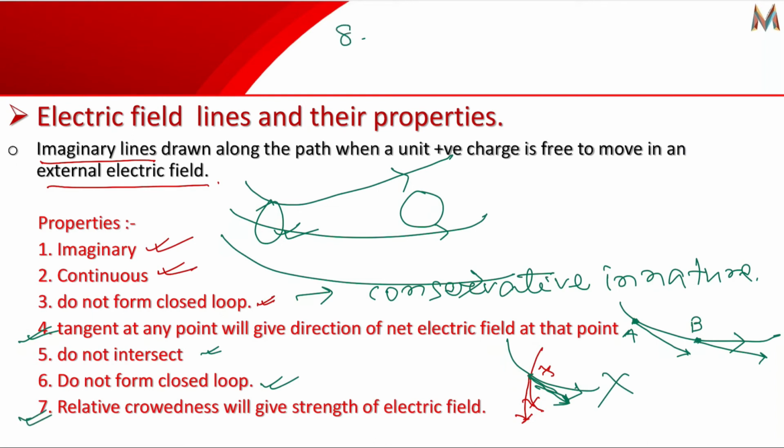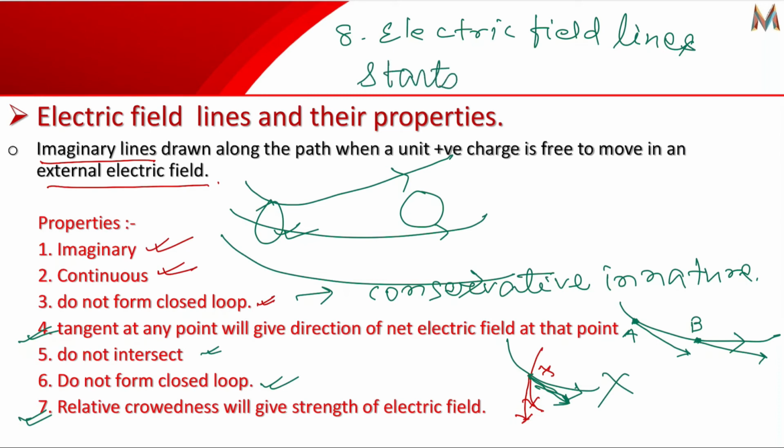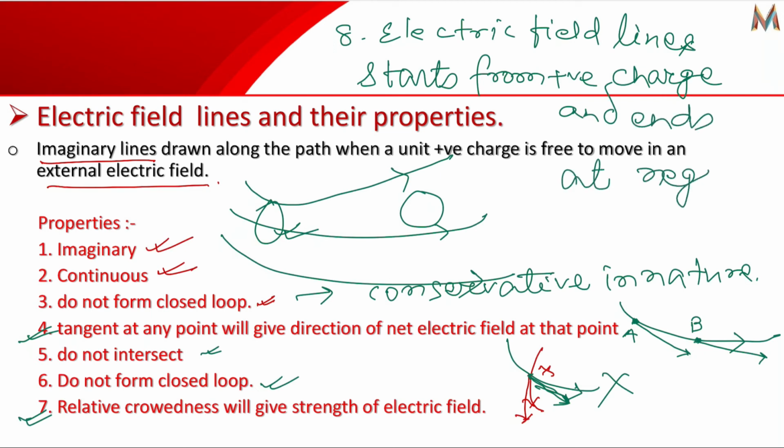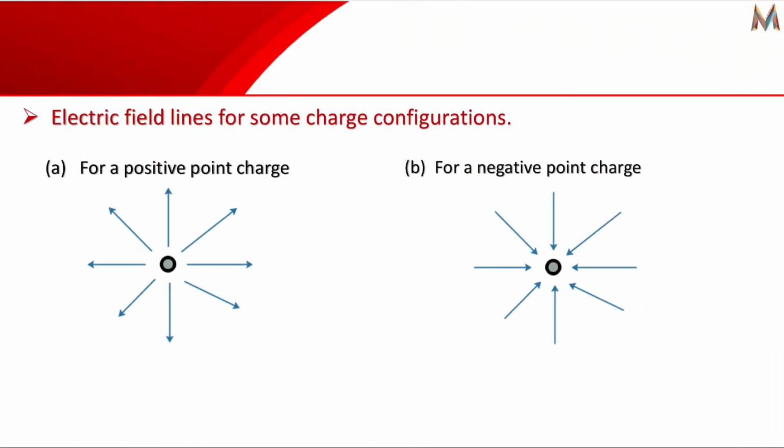And one point also we can write, that is a very important point we have missed here, and that is electric field lines start from positive charge and end at negative charge. That is an important property. So all these are properties related to the electric field lines.